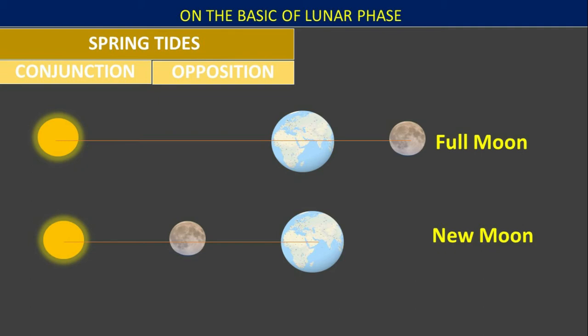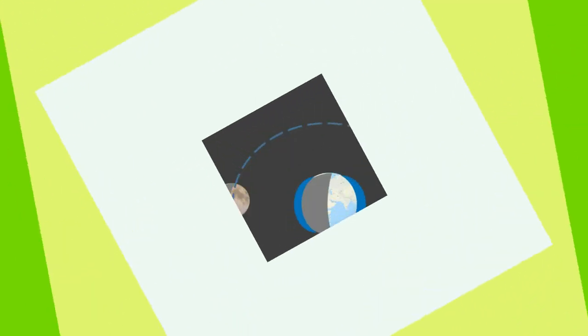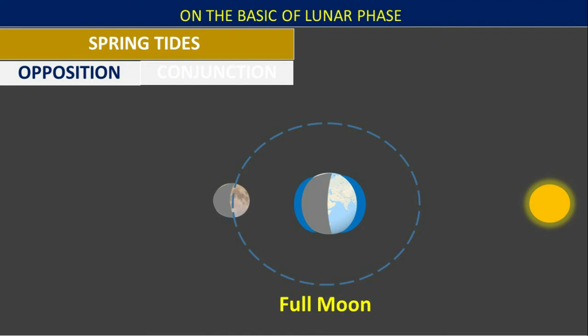On those days, the sun and the moon are almost in a straight line with the earth. This alignment of sun, moon and earth is known as syzygy. Spring tide occurs in two different positions of the moon on its orbit. Firstly, on a full moon day, the earth lies in between the sun and the moon, and this alignment of sun, moon and earth is called opposition.